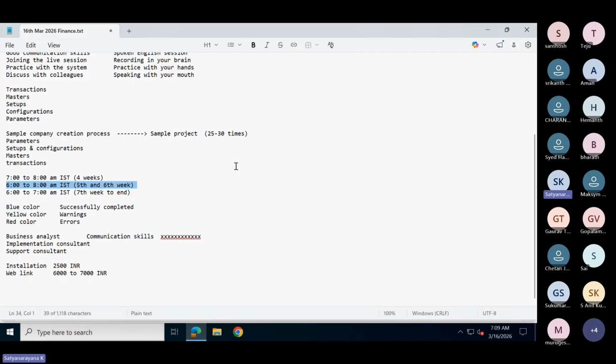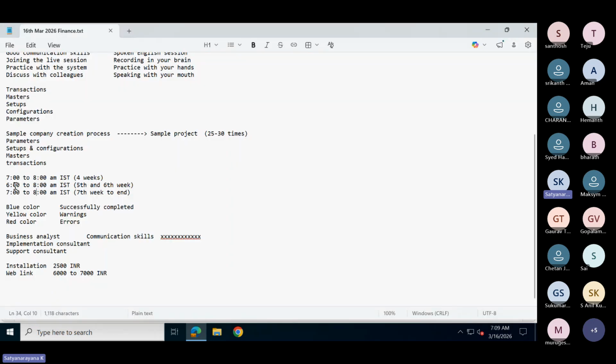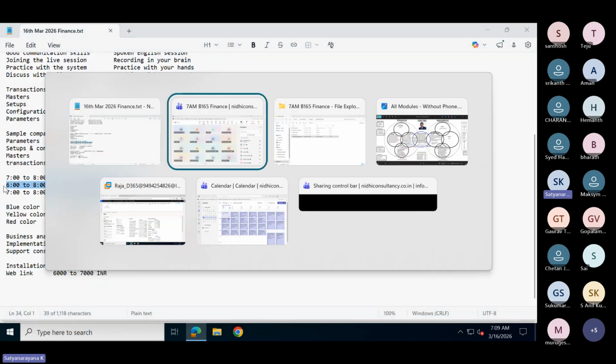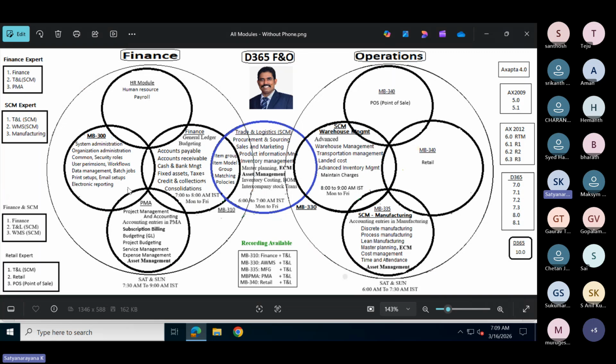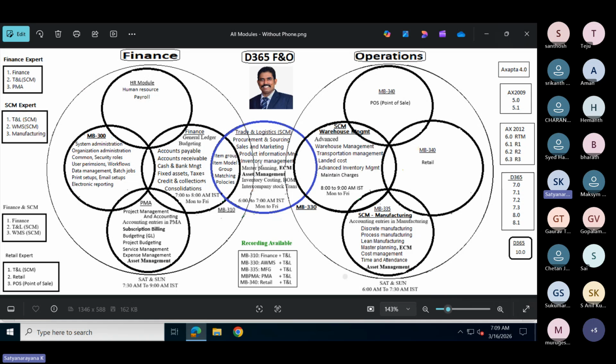Okay, so 5th week and 6th week it will be a combined session, and then from 7th week onwards it will be separate sessions again. Meaning for 2 weeks I'm going to combine both finance and supply chain management. So here 6 to 7 is supply chain management, trade and logistics, 7 to 8 is finance, but for 2 weeks in the middle you are going to join for both.